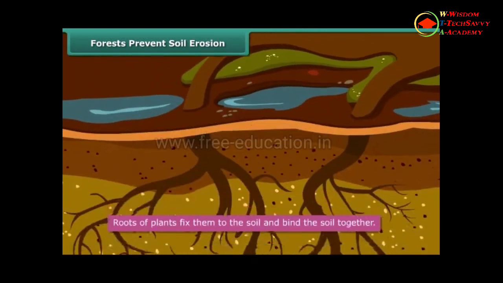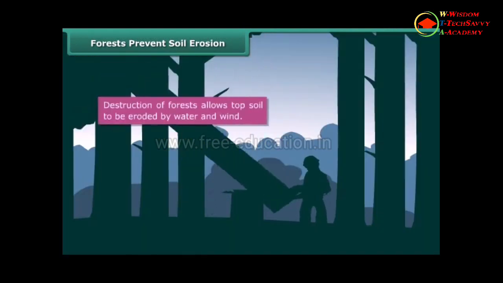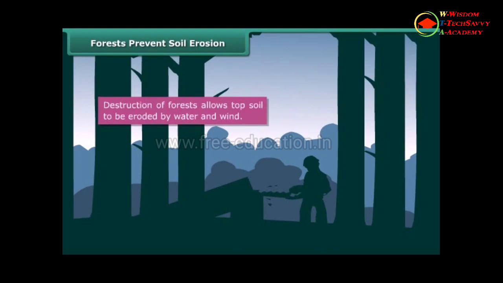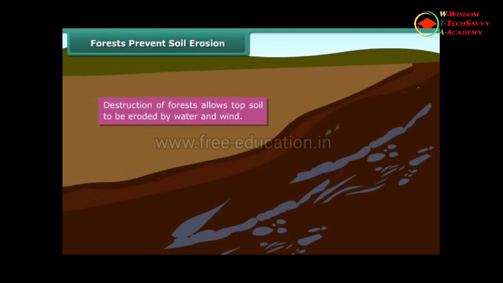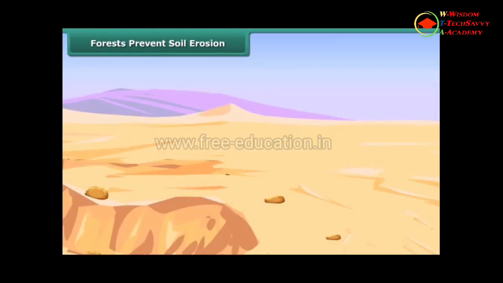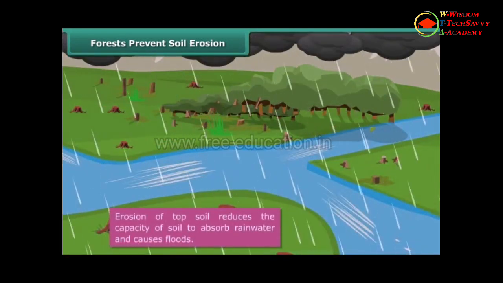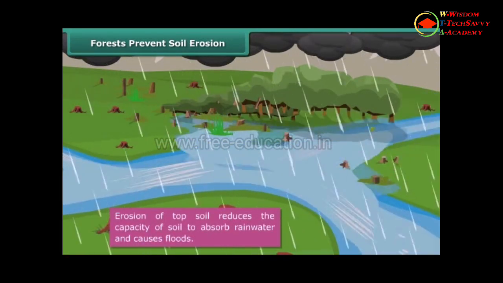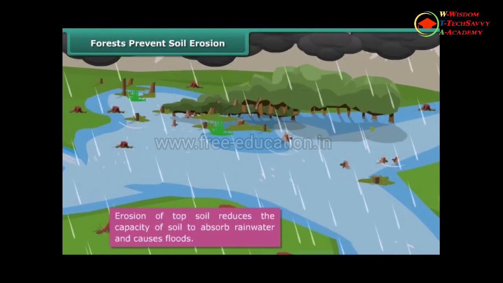Roots of plants not only fix them to the soil, but also bind the soil together. When forests are destroyed, the topsoil becomes loose and is eroded by water and wind. This causes an increase in desert land. Fertility of the soil is also reduced. Erosion of topsoil also reduces the capacity of soil to absorb rainwater. As a result, there are floods.